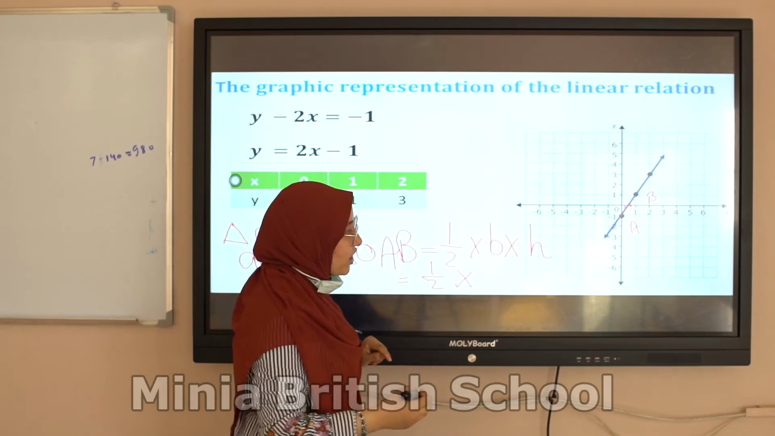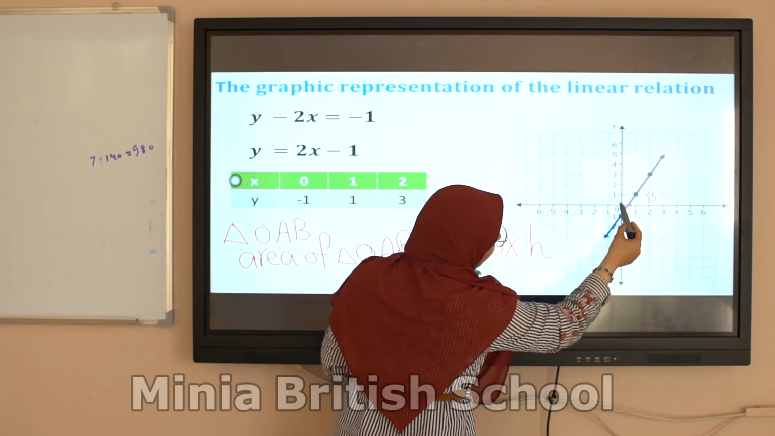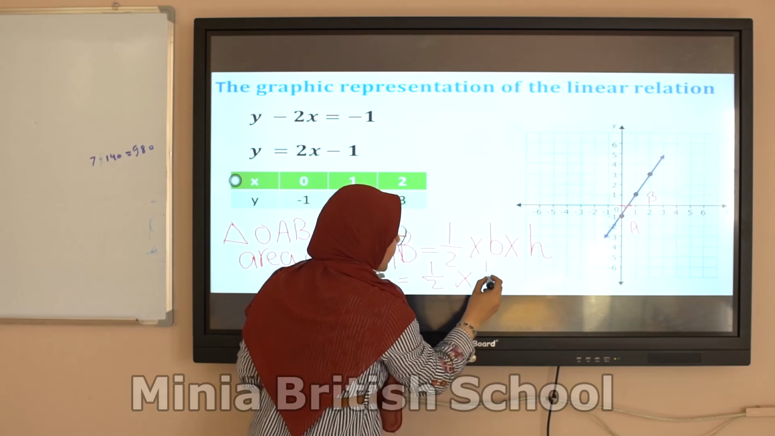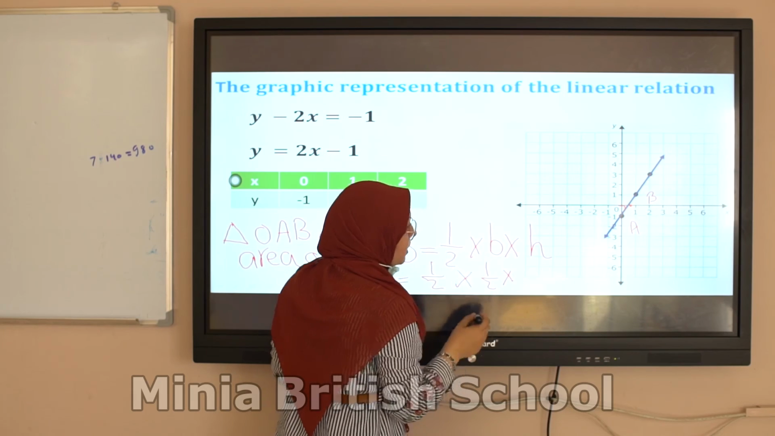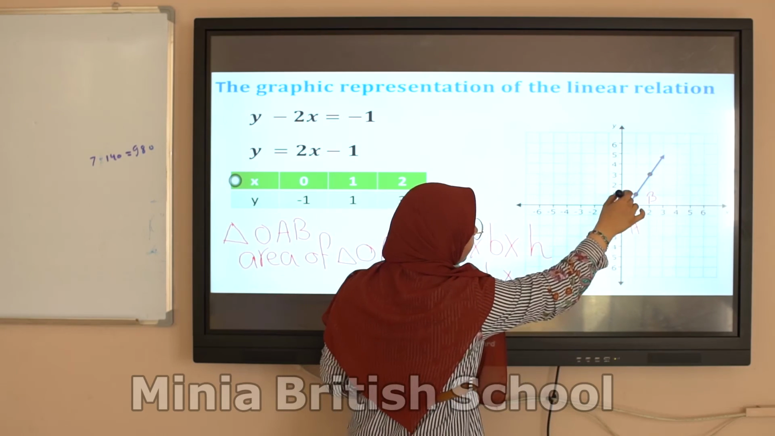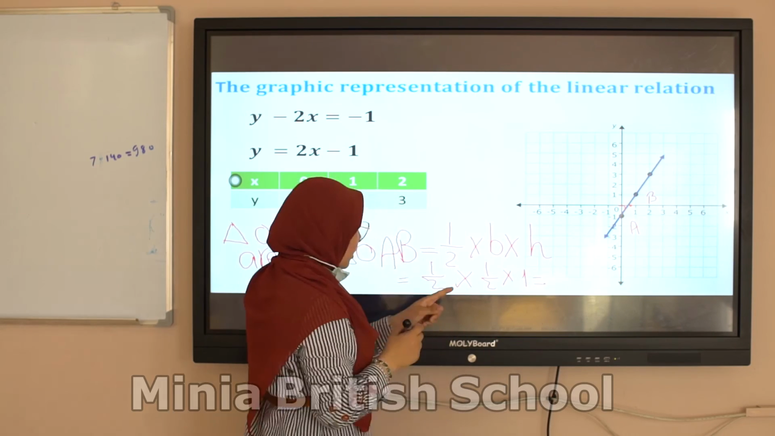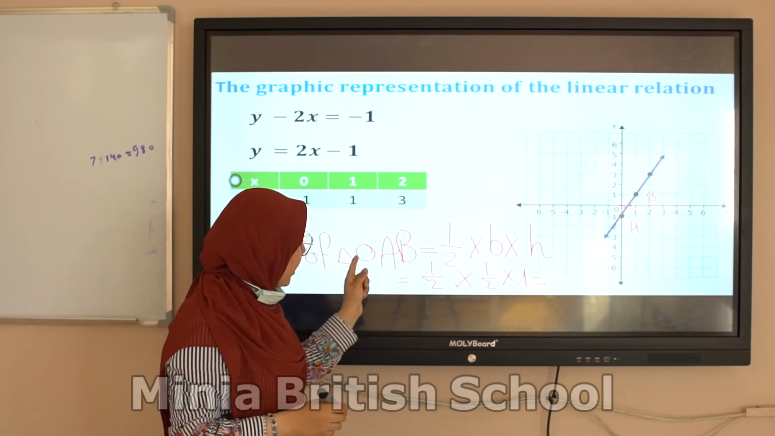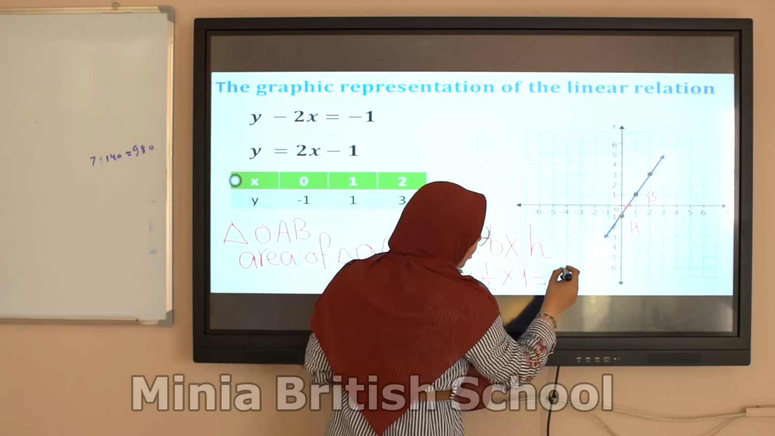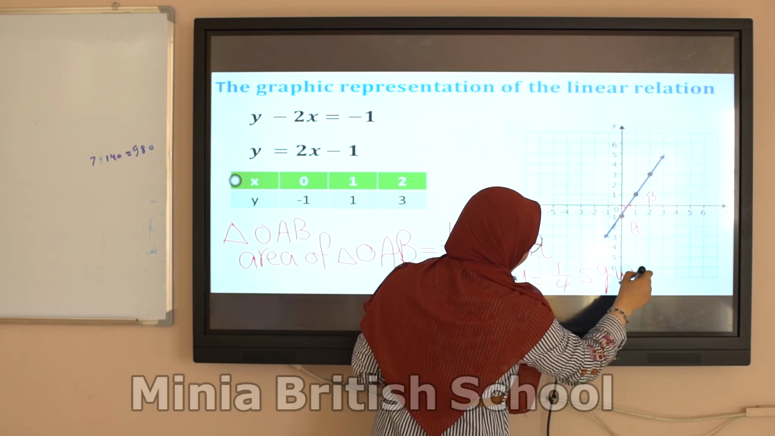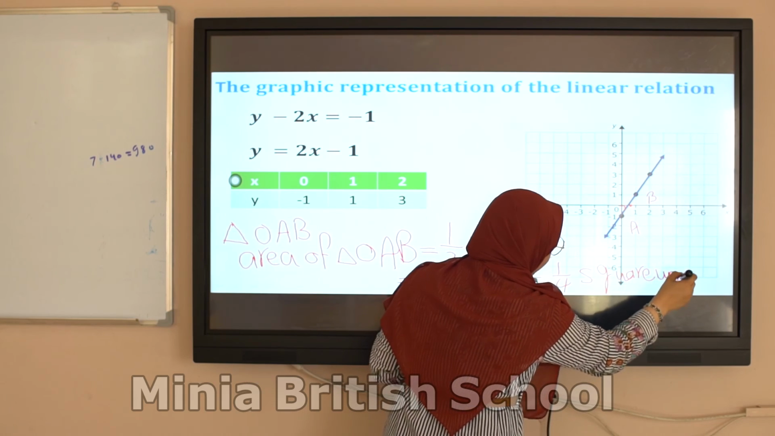Now, half is a constant, times the base. What is the base here? Yes, half. This point is half and 0. So the base here is half, times the height. The height represents what? Only 1 unit, okay? So the area of the triangle OAP equals a quarter square unit.